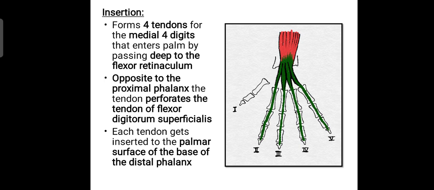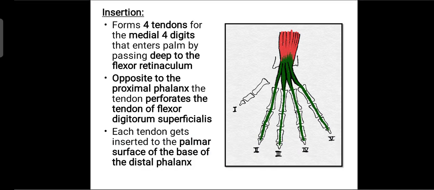Which are the medial four digits? The second, third, fourth, and fifth. This is the first digit. Then we have the second, third, fourth, and fifth. So these are the medial four digits, and they are the insertion points of this particular muscle. Let's see in detail where it gets inserted.